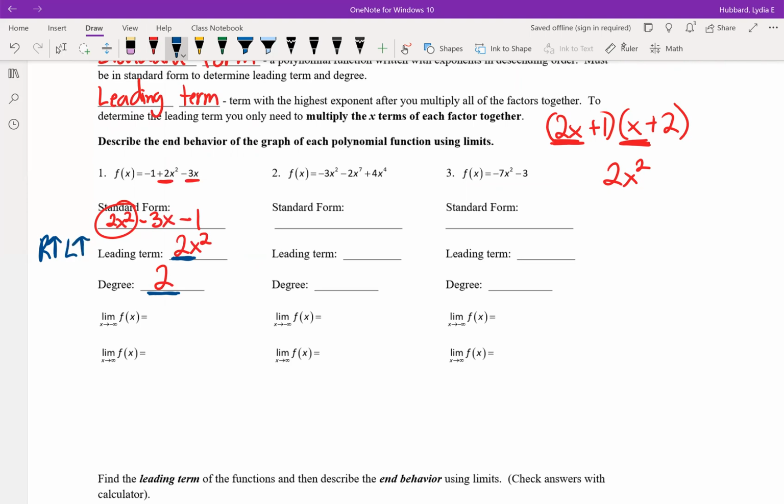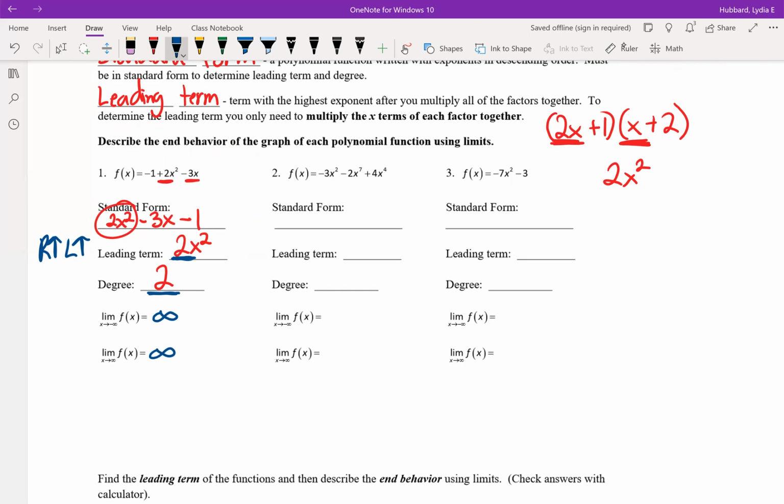So the limit as x goes to negative infinity, so as we're going to the left, our graph is going up, so it's going to positive infinity. And the limit as x approaches infinity, we're still going up on that right side, so we're still going to infinity. Okay, and so those would be our limits there.